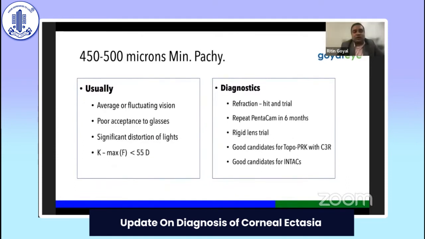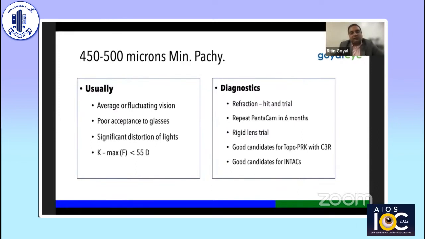Patients where pachymetry is between 450 to 500, they complain of a lot of distortion. They really struggle in getting good glasses from an optometrist. Refraction in these cases can be quite hit and trial. We still continue to do repeat Pentacam at 6 month gaps. A rigid lens trial for me is the most important diagnostic tool. It will help me in finding out whether this patient can actually have good vision or not. If the patient accepts rigid lenses, I think they can have excellent vision with those.